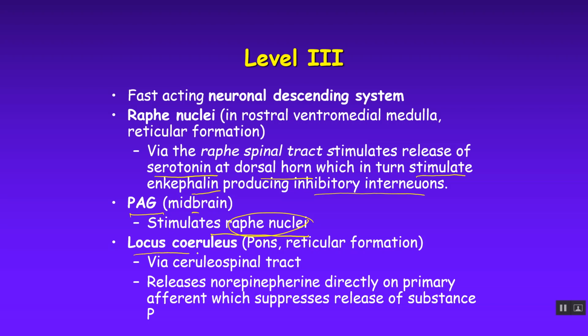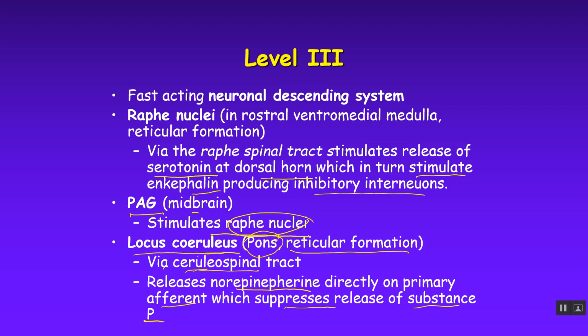And then we also have the locus coeruleus, which is in the pons. It's really a nucleus in the reticular formation of the pons. And it uses the coeruleospinal tract, so it starts in the locus coeruleus and goes down to the spinal cord. It releases norepinephrine directly onto the primary afferent, which suppresses the release of substance P at that C fiber onto the dorsal horn. By squirting some norepinephrine in that region, you squirt less substance P into that synaptic cleft. And that's how it downregulates pain.